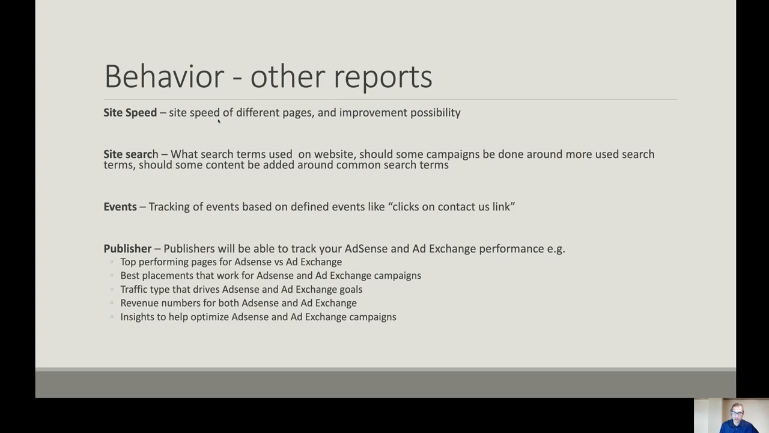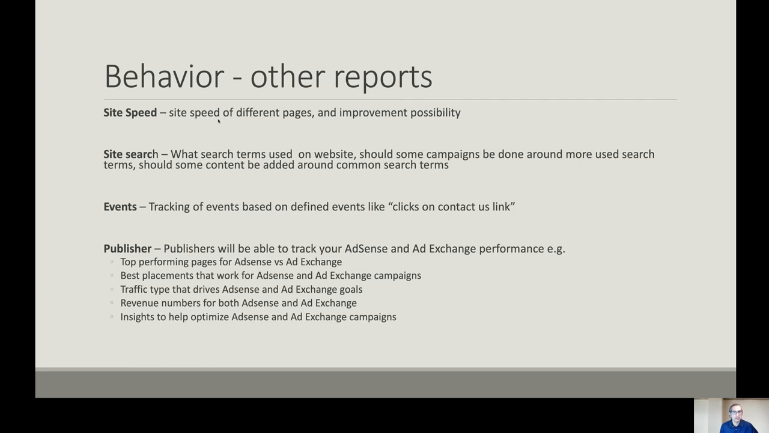And also these websites may be using ad exchanges to sell their ad space, right? So they are using two different channels like this. And now a publisher, through the reports in this section, can understand which pages on its website are top performing pages in terms of revenue generation from AdSense and from the ad exchanges, right? You can also try to understand what placements or what locations on the pages work best for AdSense and ad exchange campaigns, right?